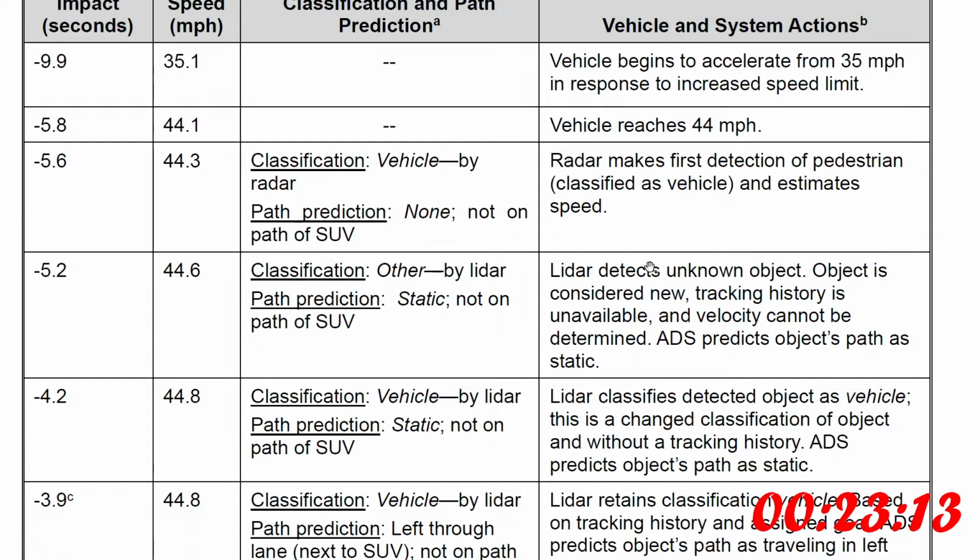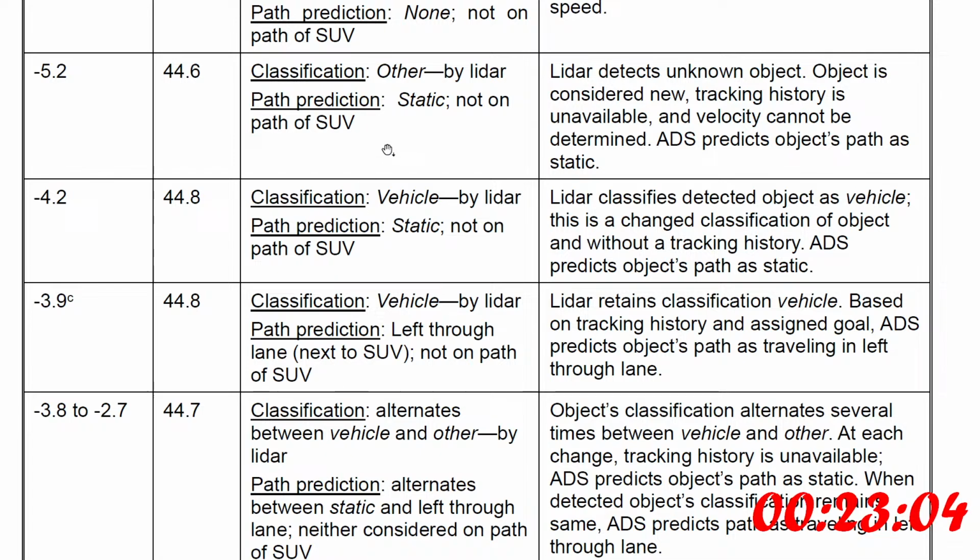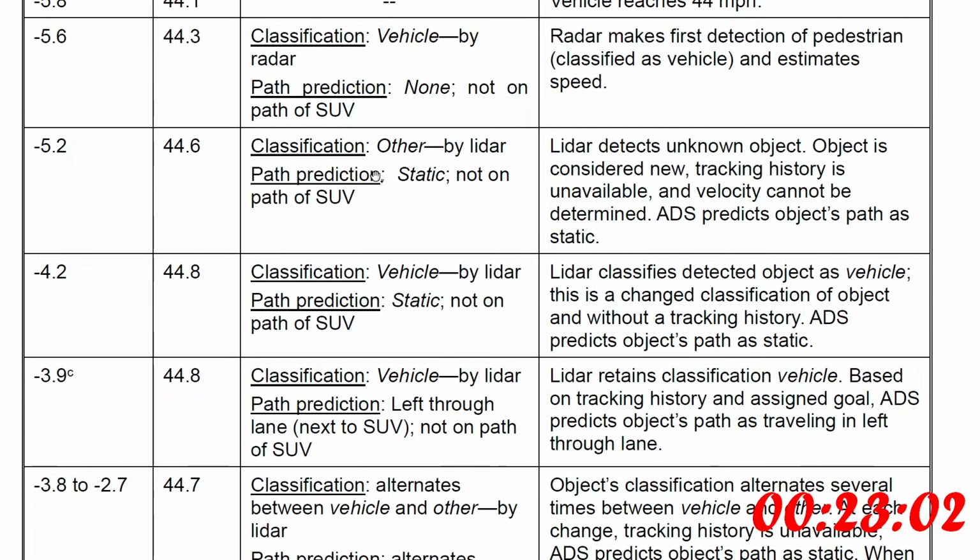I did not pay attention. So what is this? Vehicle system action classification. Radar makes first detection. Classification by what was I thinking about, dude? Just now. Oh my god. I went off at a tangent in my mind there for a second. Sorry. Gotta read it again because I was blanking out.